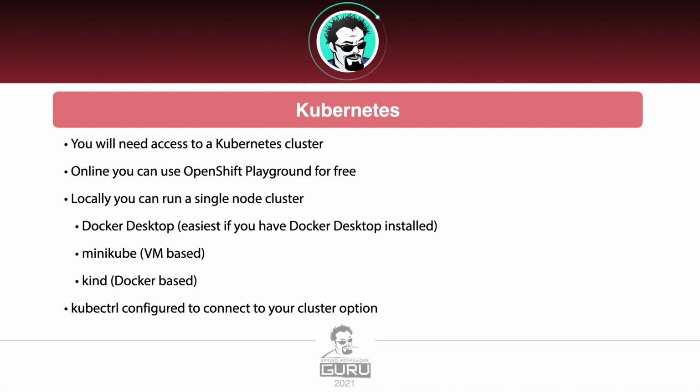Via Docker Desktop, this is probably going to be the easiest option if you have Docker Desktop installed. And then Minikube is VM based and is available for most major operating systems. Or Kind, this is another project and that is Docker based. And depending on how you set things up, you do want to have kubectl configured to connect to your cluster. So depending on how you've decided to run your cluster, that is going to be one option that you can utilize.